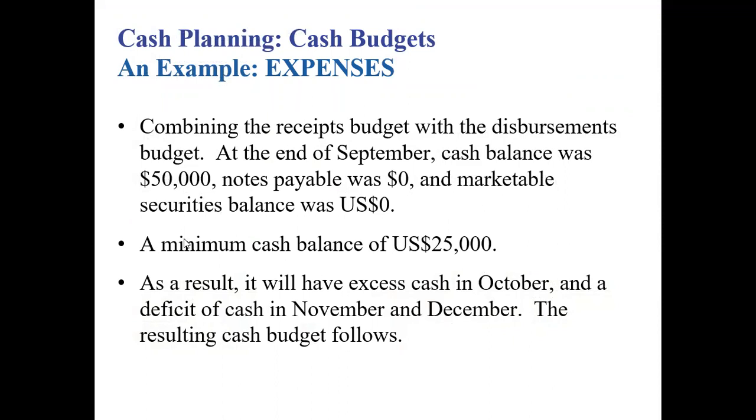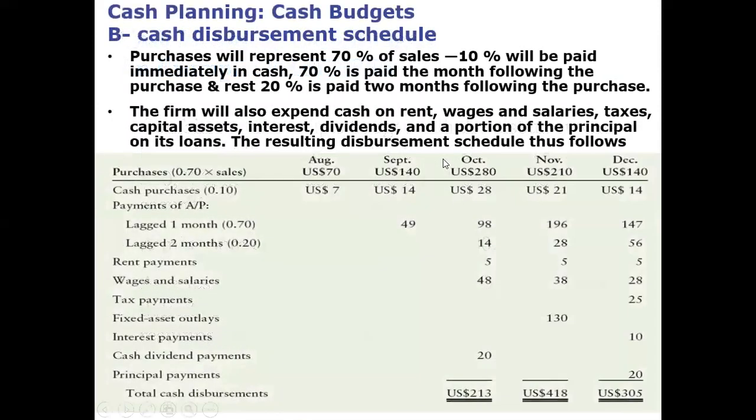And there is no notes payable, marketable securities is 0. Minimum cash of the company is 25K, and this is the policy of the company. So I need to prepare the second B, and then we'll go for C. As you see here, I put for you the conditions and the assumptions, the policy that the company uses.